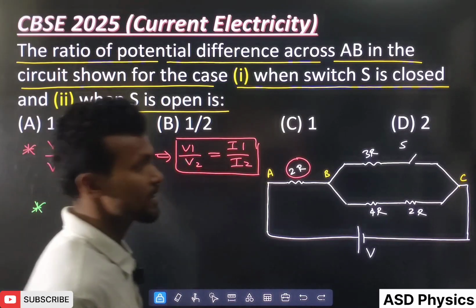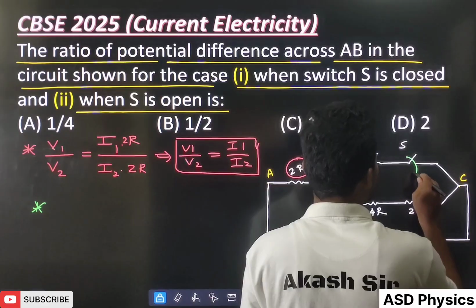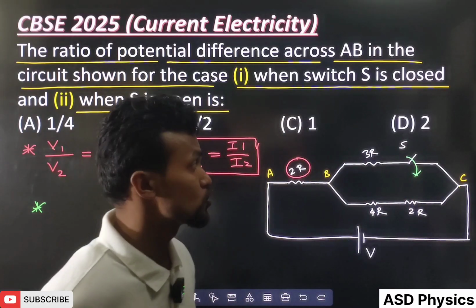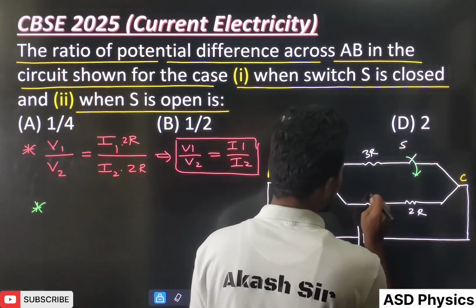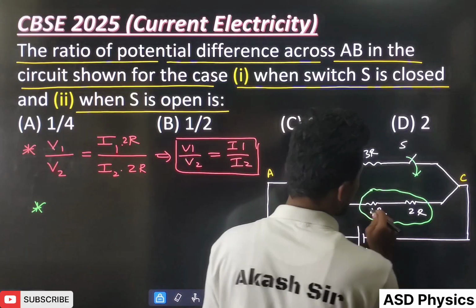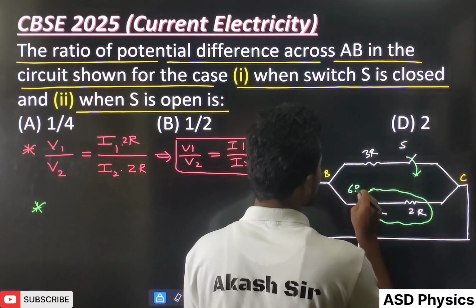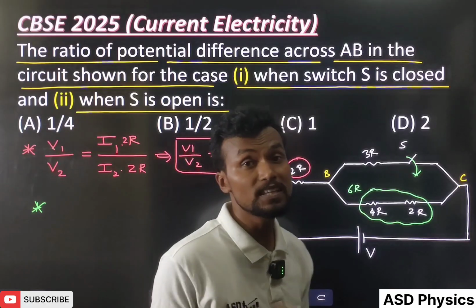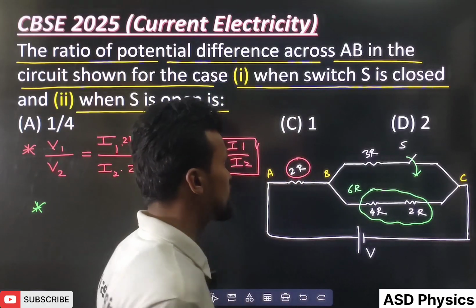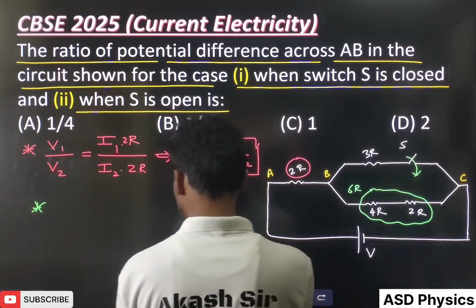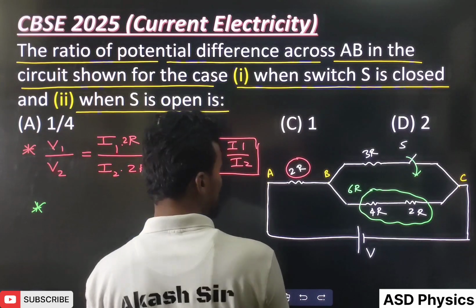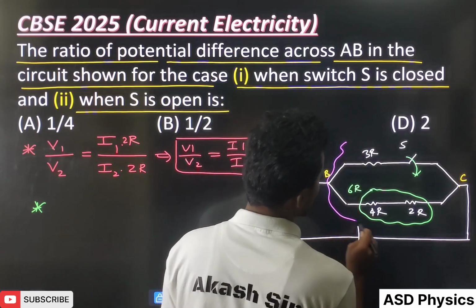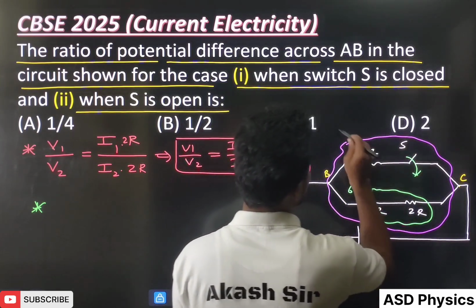Now students, remember what will happen when this switch S will close. When the switch S will close, this 4R and 2R in series means 6R. So when the switch will be closed, this 6R and 3R will come in parallel. So when they come in parallel, the equivalent of this, when the switch is closed.